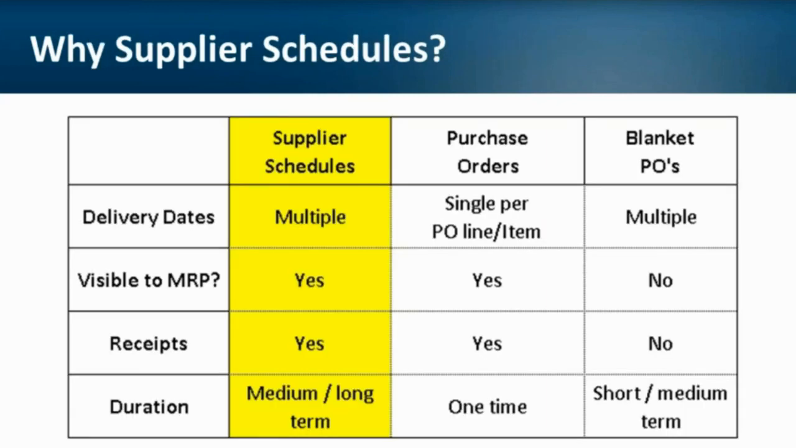So let's start with why supplier schedules. QAD has 3 purchasing functions: the supplier schedule, discrete purchase orders, and blanket purchase orders. And as it's highlighted here on this slide, the supplier schedule module is more suitable for companies where you have long-term contracts with suppliers, where you require material deliveries on a regular basis. And supplier schedules are visible to MRP, and you would have multiple delivery dates of the same item for the duration of the contract.